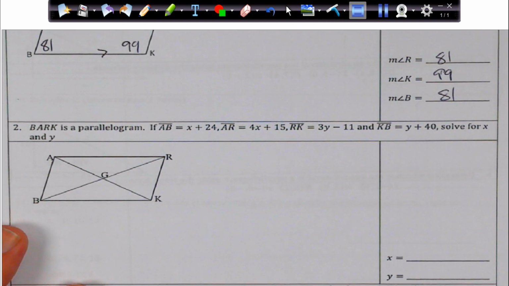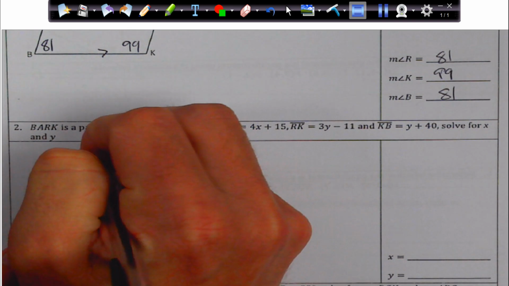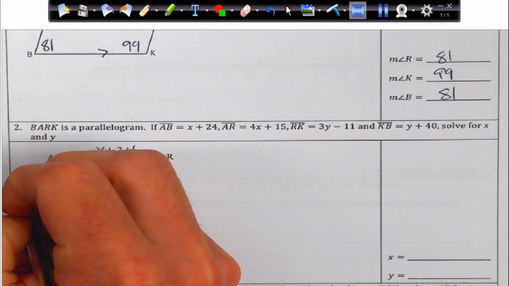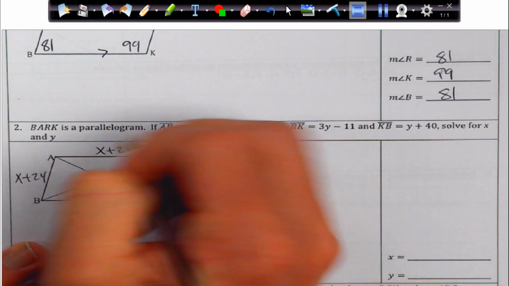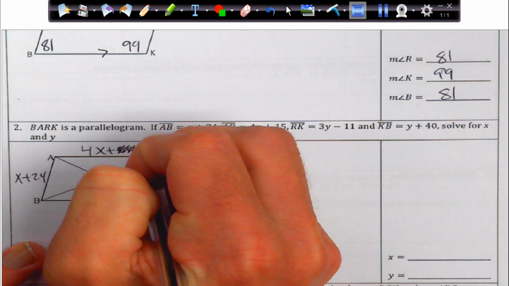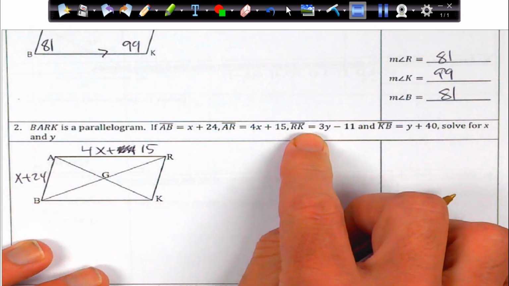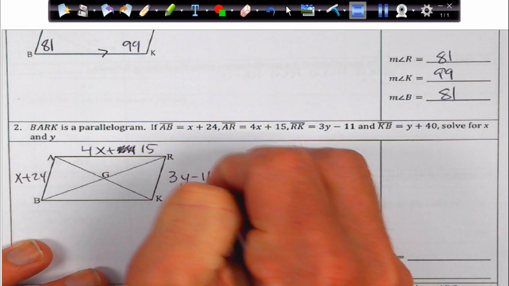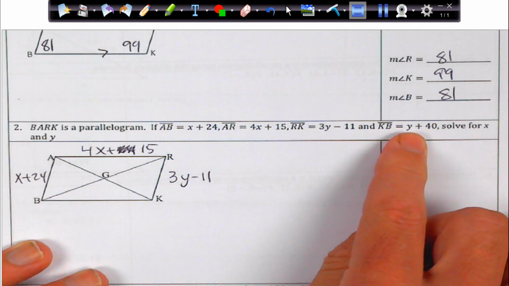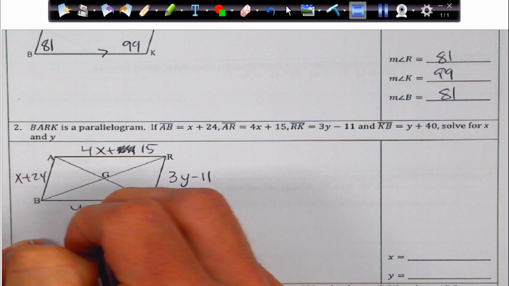BARK is a parallelogram. AB is x plus 24. AR, I put that in the wrong spot. X plus 24 goes there. This is 4x plus 15. RK is 3y minus 11. And KB is y plus 40.